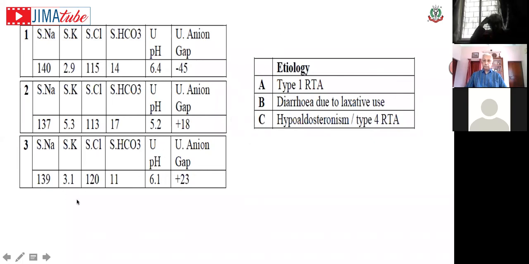There the potassiums are usually low. In order to differentiate type 1 and type 2 RTA, urine pH is sometimes resorted to. Okay, so look at the bicarb, look at the sodium, look at potassium, and look at the urine anion gap. So I think it is important. These are the things that you need to look at.